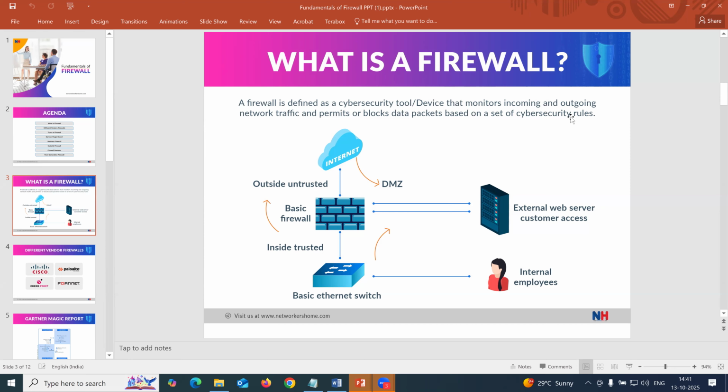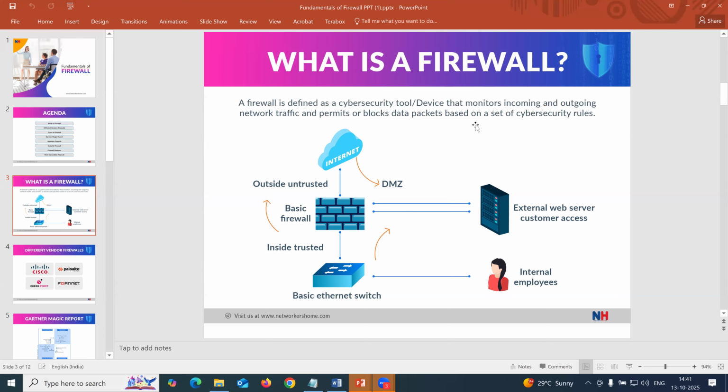Understood? So there are a few keywords that you should include. Like a firewall is a security tool or a device. Incoming, outgoing network traffic, permit, block. These types of keywords you should include in your definition to define what a firewall is. Okay.